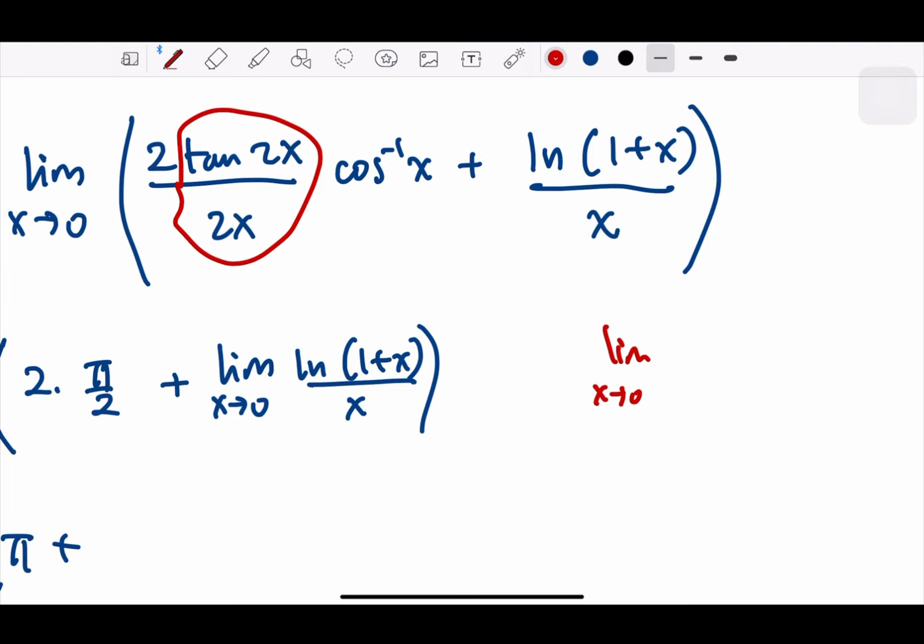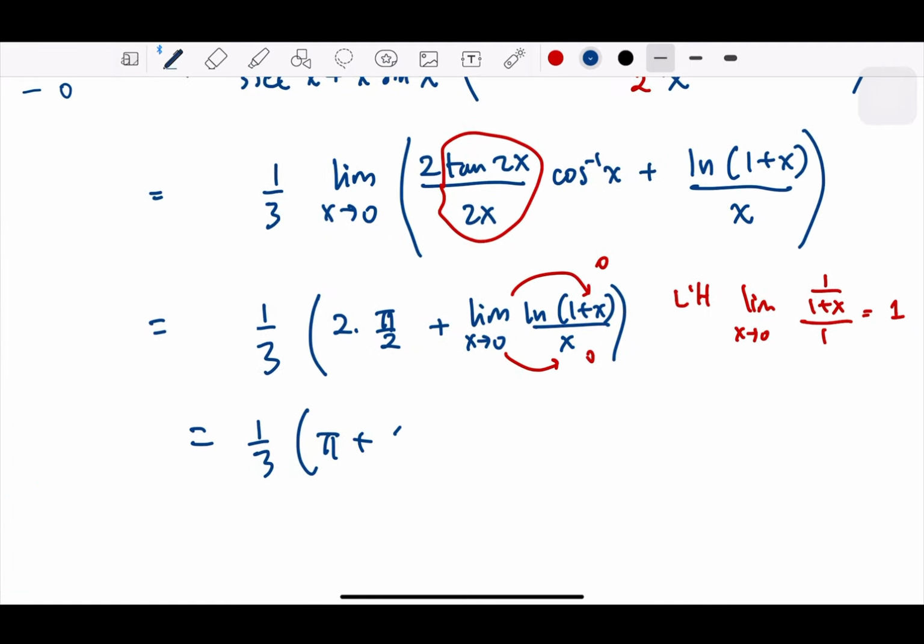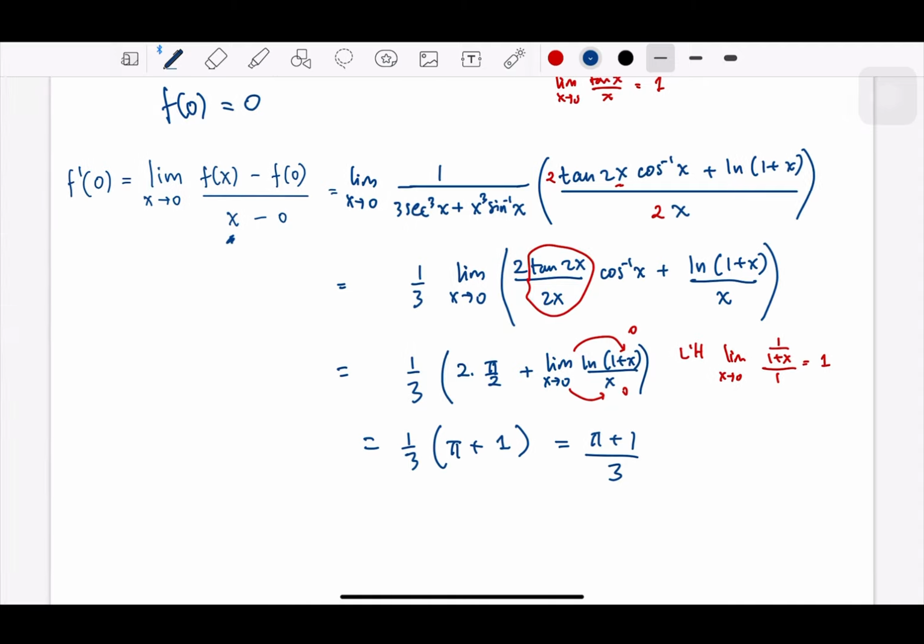This is, you check, it's 0 over 0, so you can do L'Hopital's rule. So L'Hopital becomes 1 over 1 plus x over 1, so it should be 1, right? Okay, so we can add 1 here, so the answer will be pi plus 1 over 3.